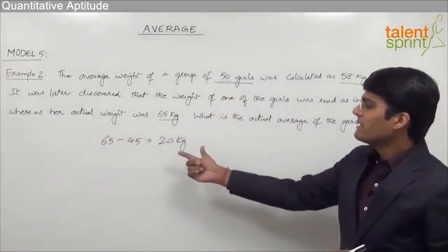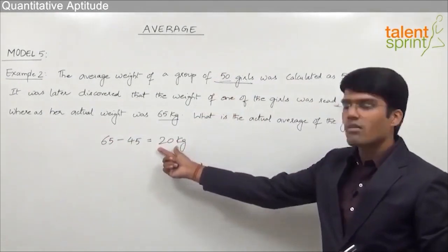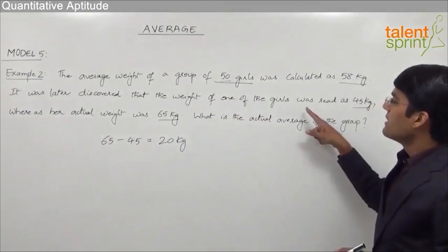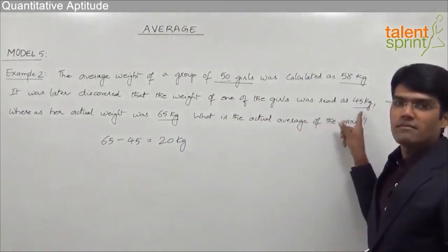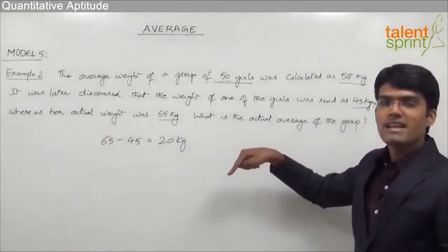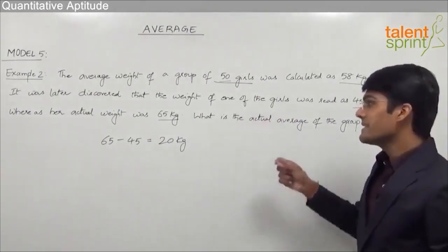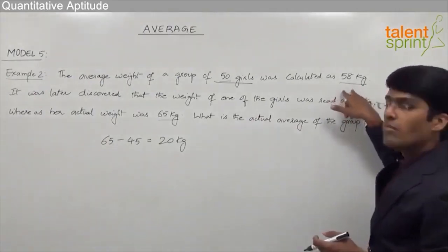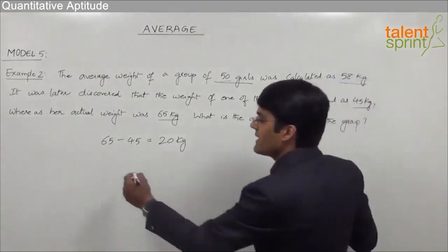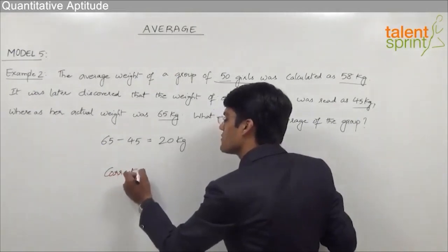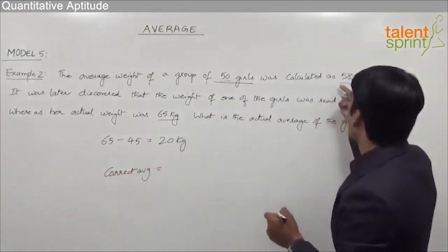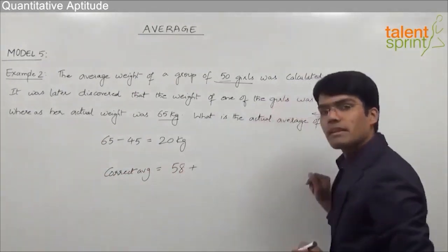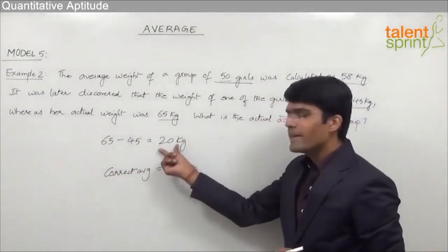Now as you can see here, the difference between the actual weight and the wrong weight is 20 kgs. And while calculating the average, the weight of the girl was taken as 45 instead of 65. That means her weight was reduced. So that is the reason we have got a reduced average. The actual average should be more than the wrong average. So we can say that the correct average should be more than the wrong average, that is 58. And since it is to be more, we should add something. What should we add here? We should add these 20 kgs.